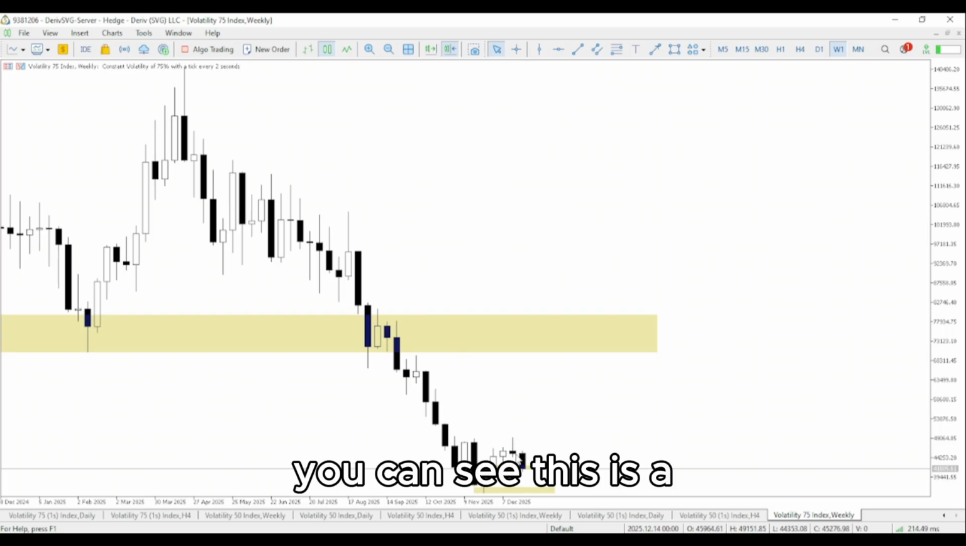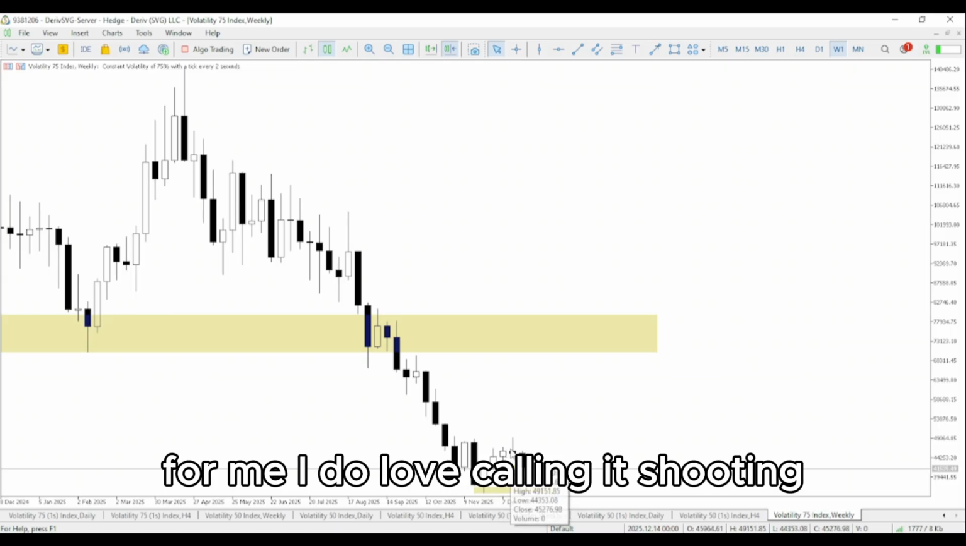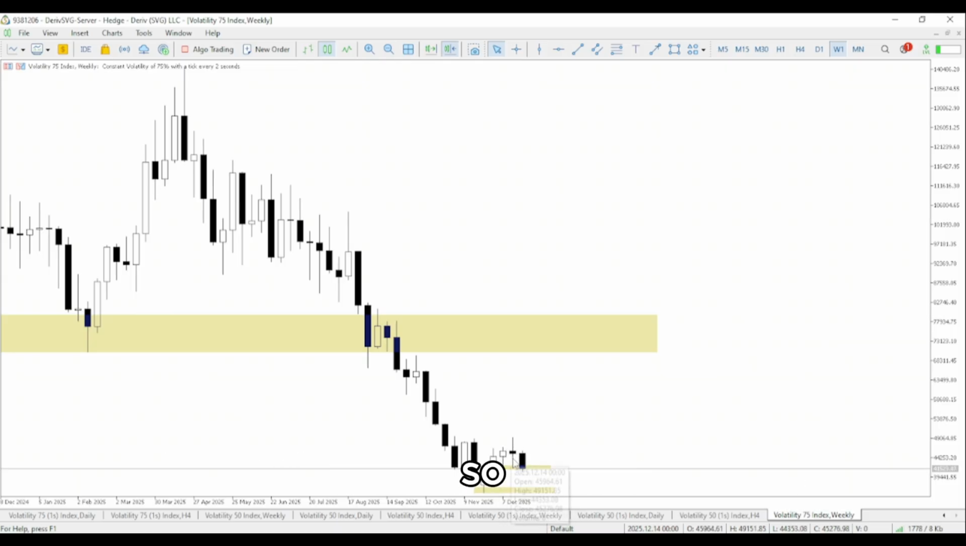Okay, now you can see the candlestick the market formed here. The previous candle, you can see, is a strong shooting star rejection pin bar. They have different names for this candlestick pattern. You can call it a pin bar, a shooting star, or a rejection pin bar. You understand? These are all the same thing. For me, I love calling it a shooting star or pin bar. So this is a shooting star right here, with a small body and a long wick that is twice the body.